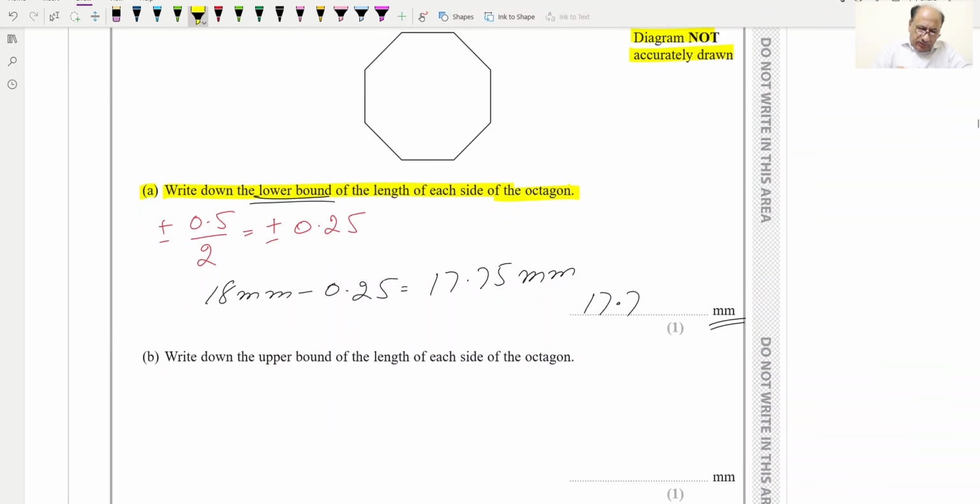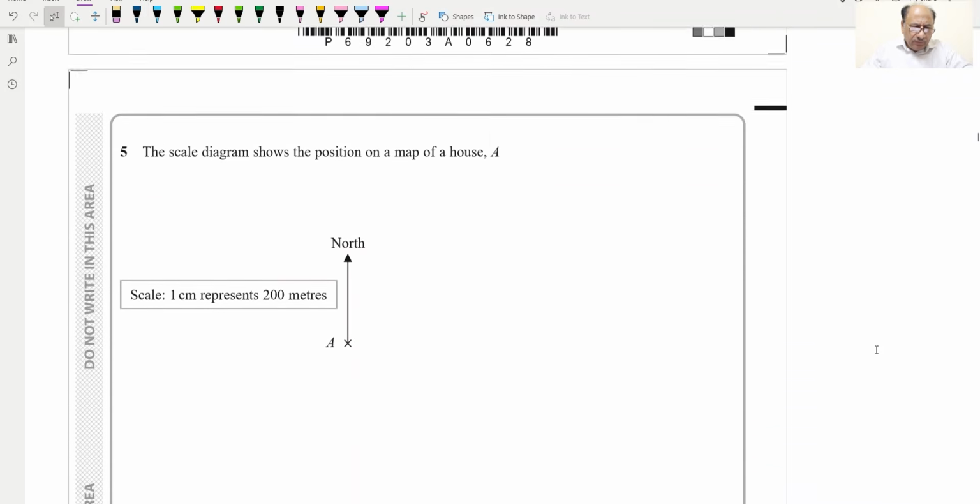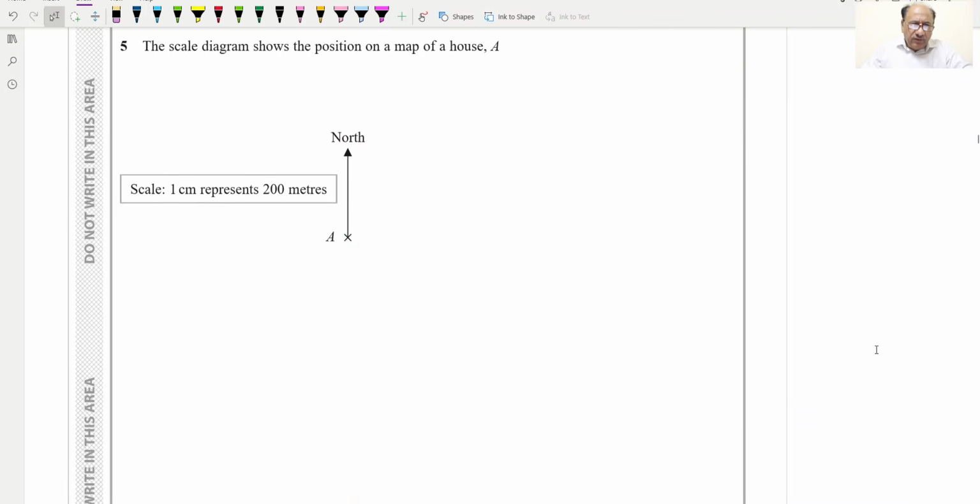Now part B, they're saying write down the upper bound of the length of each side of the octagon. For the upper bound we will be adding, so 18 millimeters plus 0.25 will be equal to 18.25. 18.25 millimeters will be our final answer for this question. Hopefully you understood this.